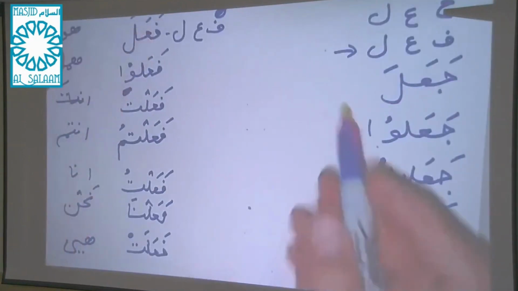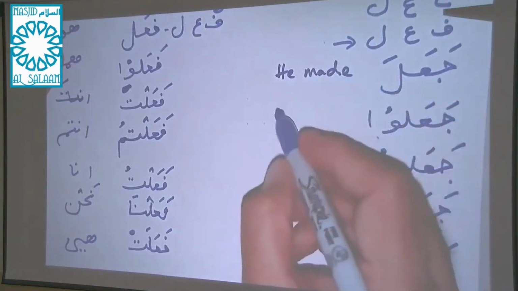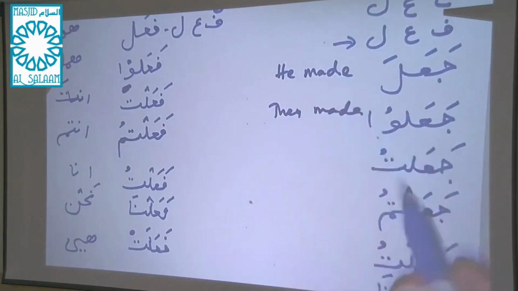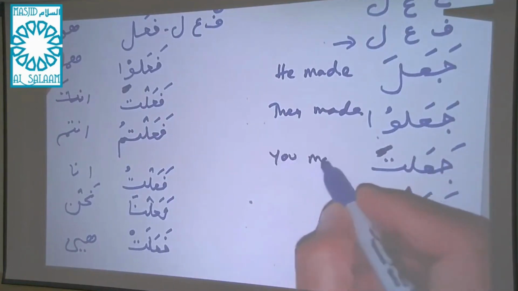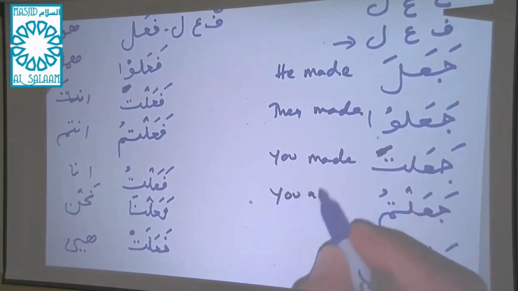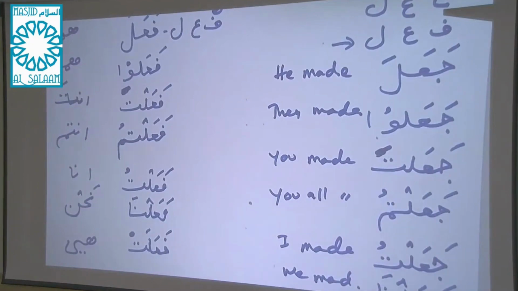Got it? So ja'ala, and because now I understand that ja'ala is huwa, that means he made. This is hum, which is they made. Ja'alta is you, anta, you made. You all made. I made. We made. And she made. Now what is the important part here? The important part is, if you do not know the vocabulary, you can't say anything. You need to know what ja'ala means, right?